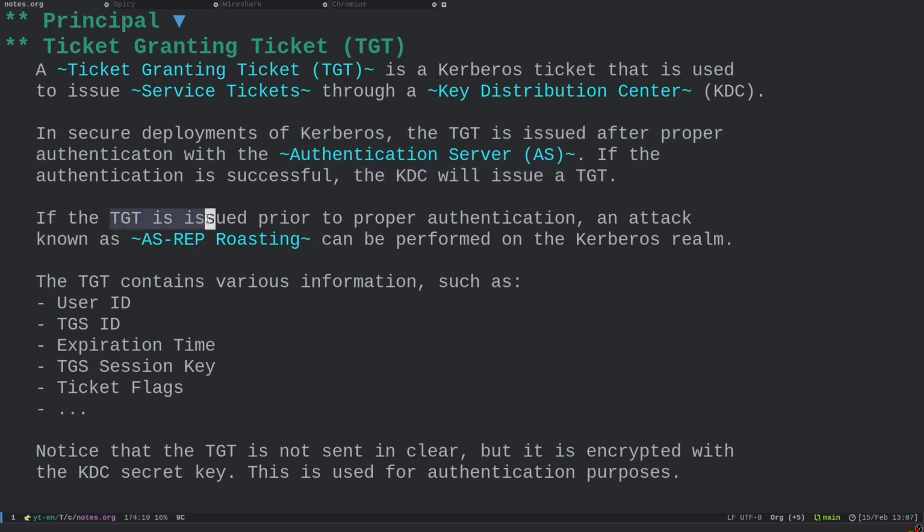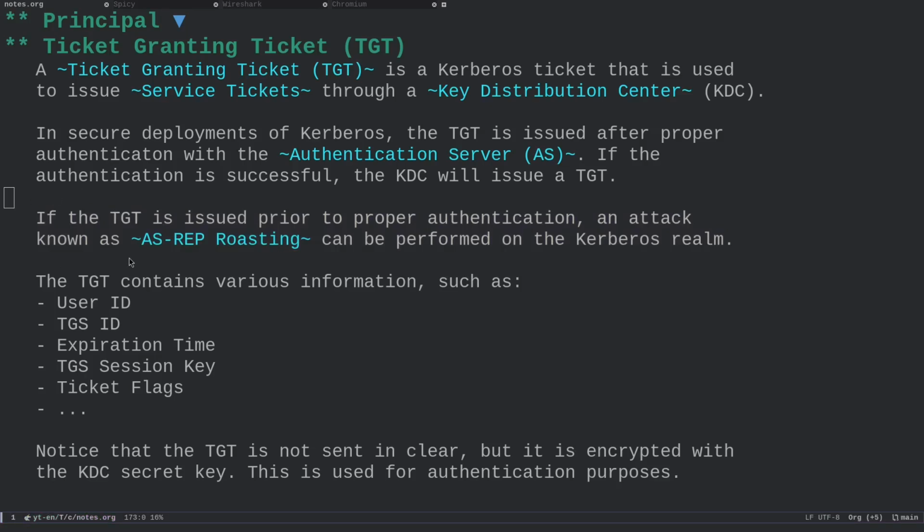If the TGT is issued prior to proper authentication, we have an attack called AS-REP roasting that can be performed on the Kerberos realm, and we will see in practice what this means and how to perform it in a future video. So, this video is to build understanding of Kerberos, and then we will see how to properly attack it.